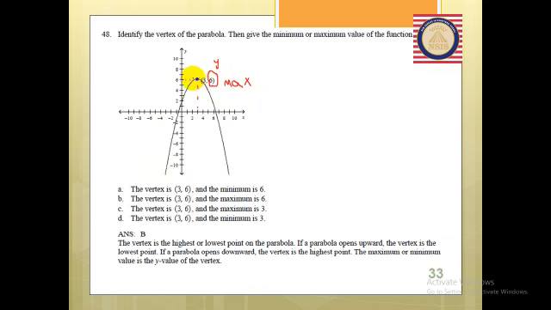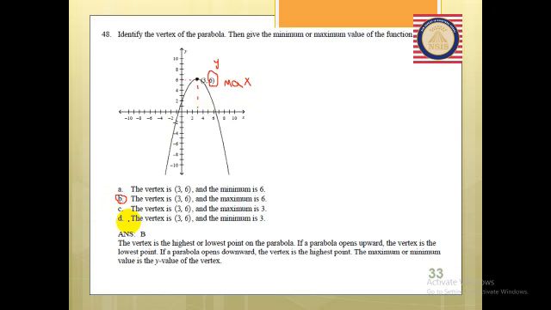From where do I get the maximum value? I go to the vertex and I get the value of the y. This is the maximum or minimum value. Okay, so my vertex is (3, 6), and my maximum value is 6. So my answer is B.